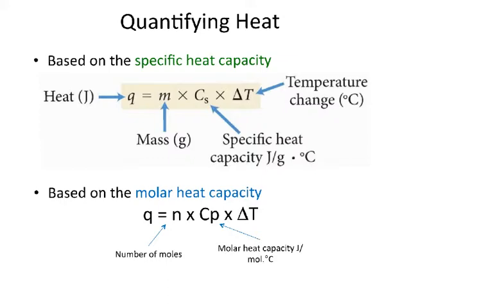We also said that you could use the molar heat capacity in finding Q, and so in this case Q would be equal to the number of moles times the molar heat capacity, which is joules per mole times degrees Celsius, times delta T, and delta T again is T final minus T initial.